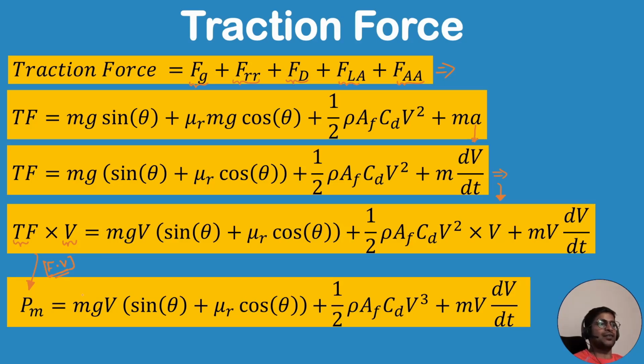And then finally we will end up with this expression. What is the expression? mg into v into sin theta plus rolling resistance coefficient multiplied by cos theta, plus 1 by 2 rho into frontal area into drag coefficient into v to the power 3, plus m into v into dv upon dt.